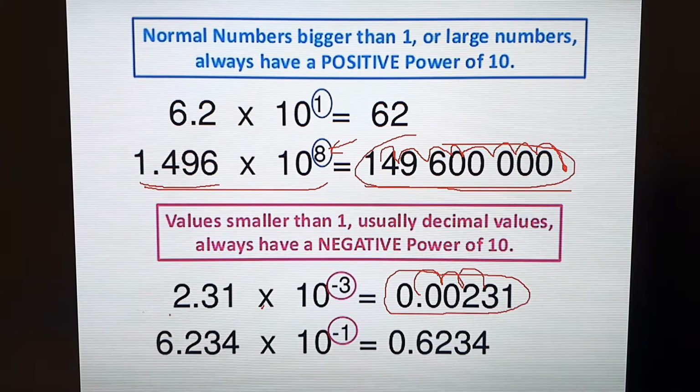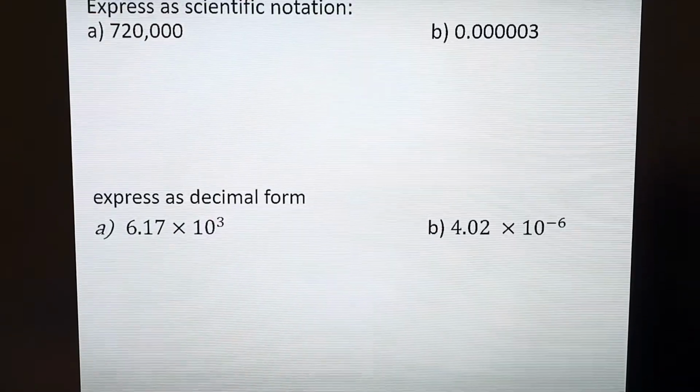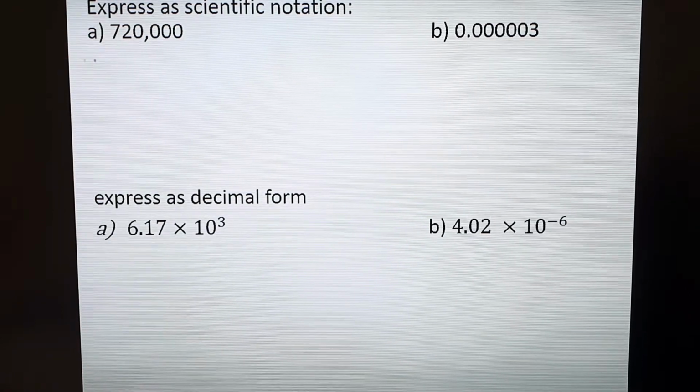So scientific notation and the basic numeral that you see here are the same, except it's just a lot easier to write very big numbers or very small numbers using this method. So let's go ahead and see if we can write these numbers as scientific notation.